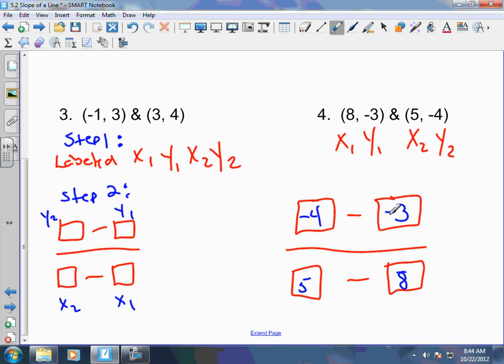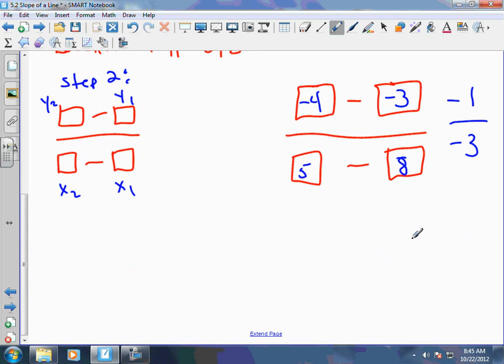-4 minus -3. These two negatives become a positive. So this is actually -4 plus 3, which is -1 over -3. Now, if on the test you put -1 over -3, I would mark it wrong, because negative over negative is a positive. So this is actually 1 over 3. So m equals 1 over 3.